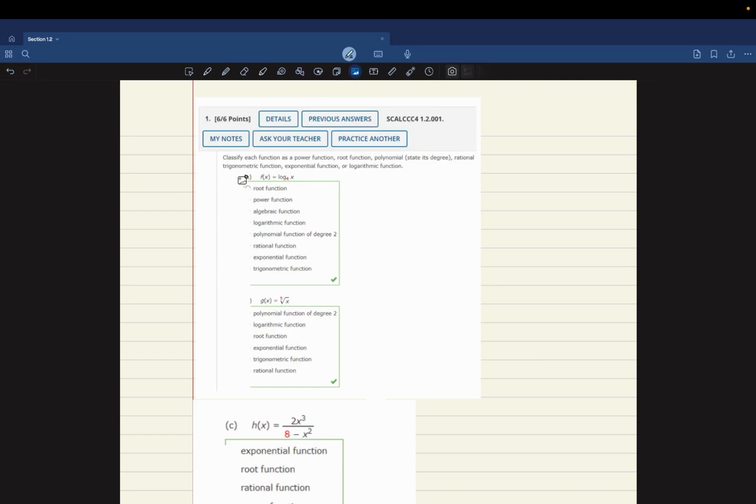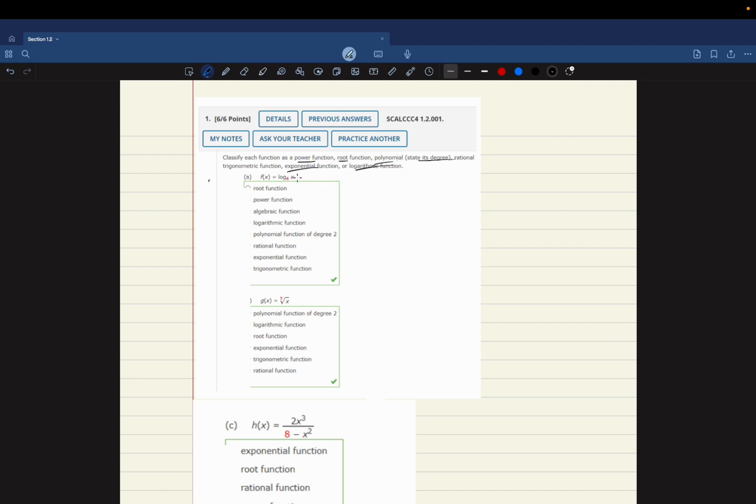Okay, so this is section 1.2, and in question number 1a, it is saying classify each function as a power function, root function, polynomial, which is state its degree. So if it is polynomial, then we also need to state its degree, and if it is a rational, trigonometric function or exponential or logarithmic.